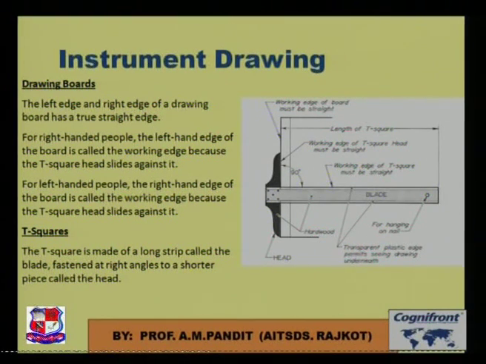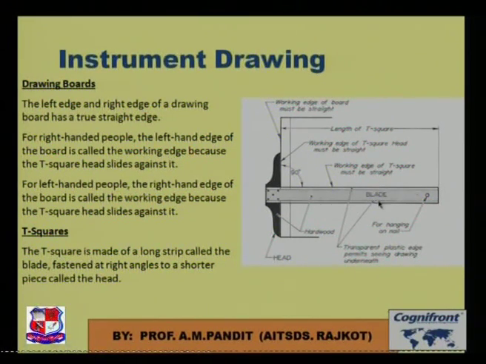The left edge and the right edge of a drawing board are true straight edges, meaning those left and right edges are exactly perpendicular to each other, so we can get proper horizontal and proper vertical lines. For right-handed people, the left-hand edge is called the working edge because the T square head slides against it, and for left-handed people, the right-hand edge is called the working edge because the T square slides against it. Now what is the T square?